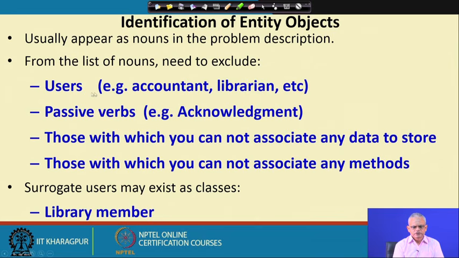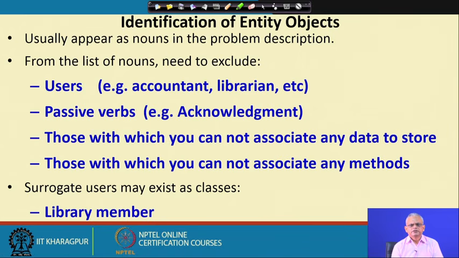Even though we eliminate most of the users, sometimes we need to have some users as classes. As I was saying, library members are classes because we need to store information about who the members are, what books they have borrowed, and so on, and these are called surrogate user classes.